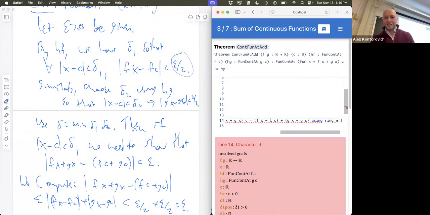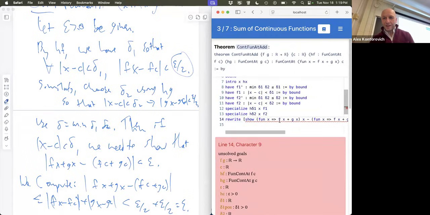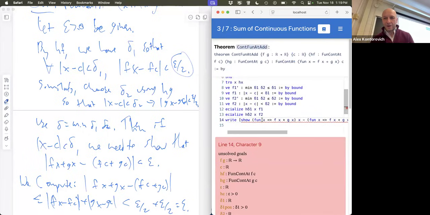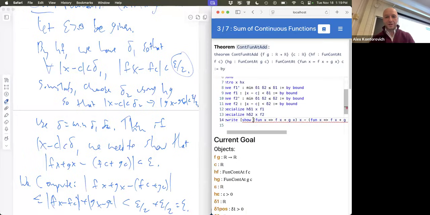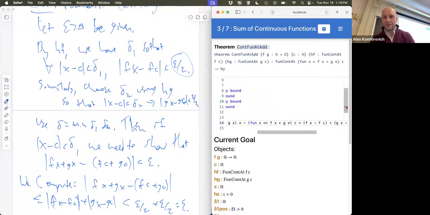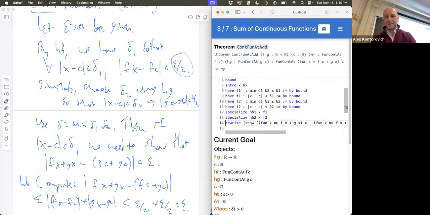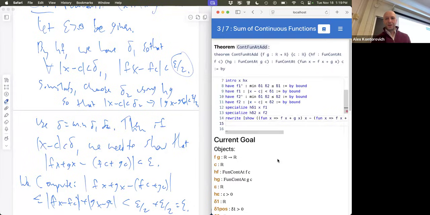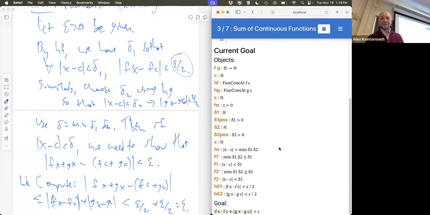What's the matter? f of x, this minus this, that. Oh, and I have an open parenthesis. Let's try this. Open parenthesis here. That's what it was? Sorry. Open parenthesis, close parenthesis. Open parenthesis, close parenthesis, close parenthesis. There we go. Okay, so now we have this.